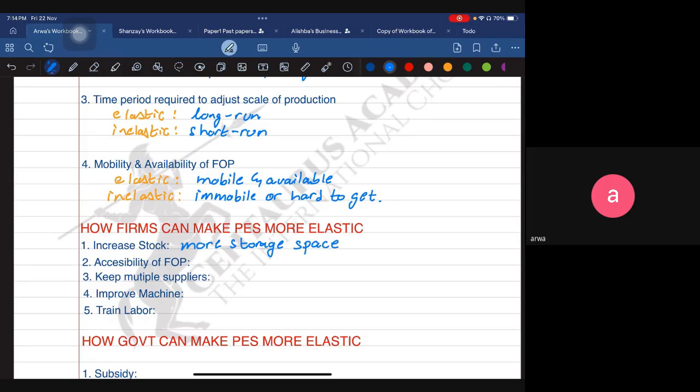Then the second thing is accessibility of the factors of production. We have also talked about it. So in order to do this, where should you locate if you want more accessibility of factors of production? Where should you locate?